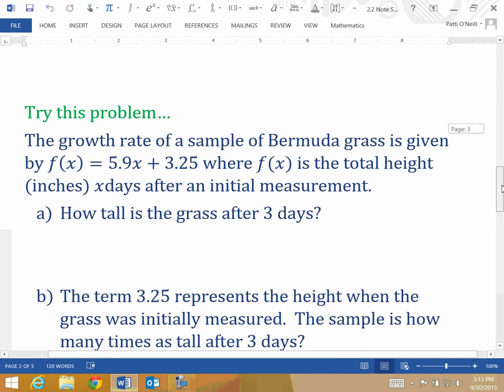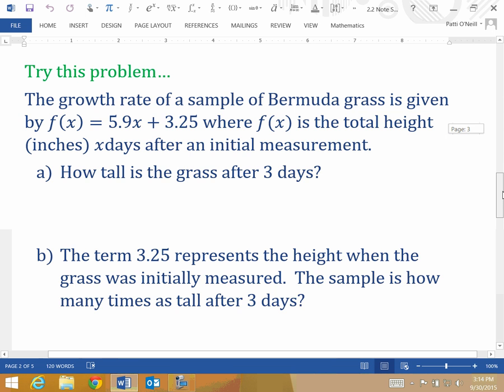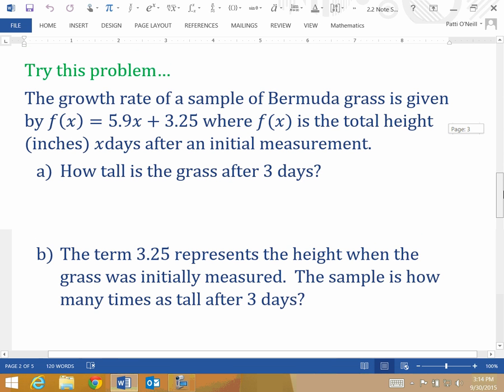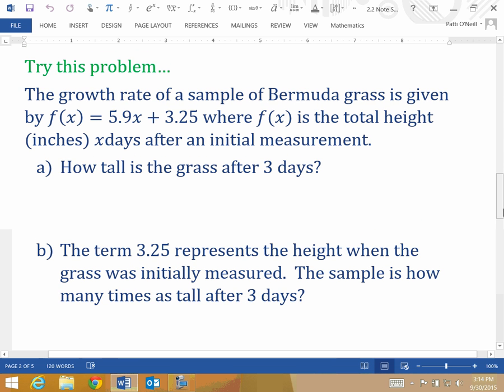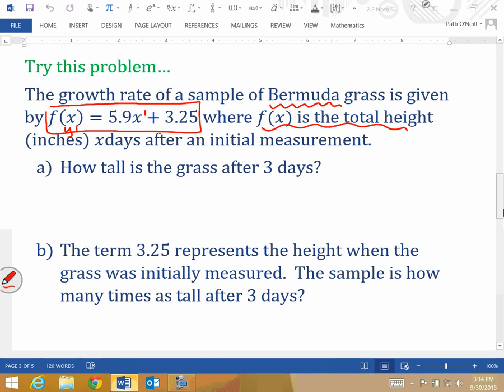Moving on, let's try this problem. A little bit more of a real-world application type thing. It says the growth rate of a sample of Bermuda grass, which is a special kind of grass, you might even want to research it and find out what it is, is given by f of x equals 5.9x plus 3.25. This is considered to be linear. We've got powers of 1 on our variable. Remember, this is y, like y to the first, where f of x is the total height in inches, x days after an initial measurement.